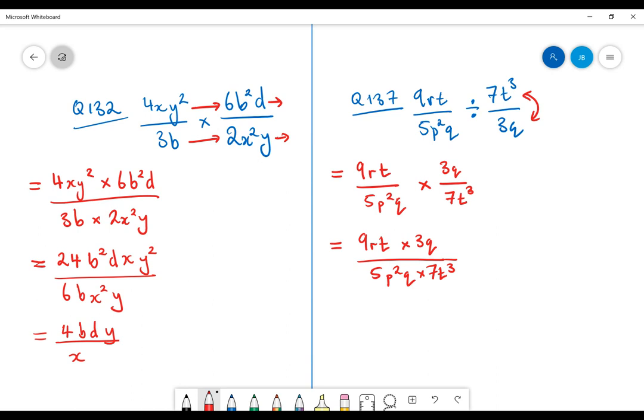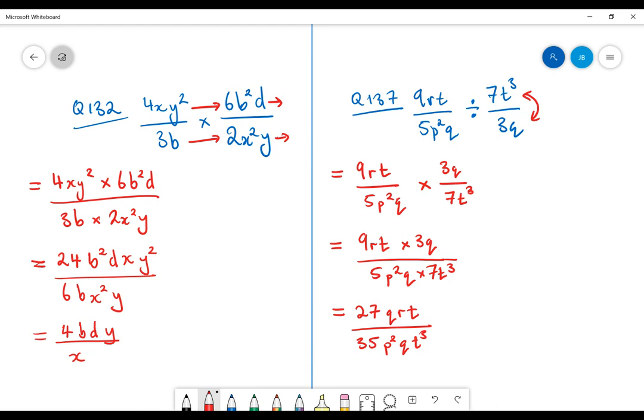Let's do the multiplication now. Coefficients give us 9 times 3 is 27. Then we'll try and do this in alphabetical order. So that will be q, t. There's no powers there and there's no common variables. Divided by 5 times 7 is 35. And in alphabetical order, that will be p squared q t cubed.